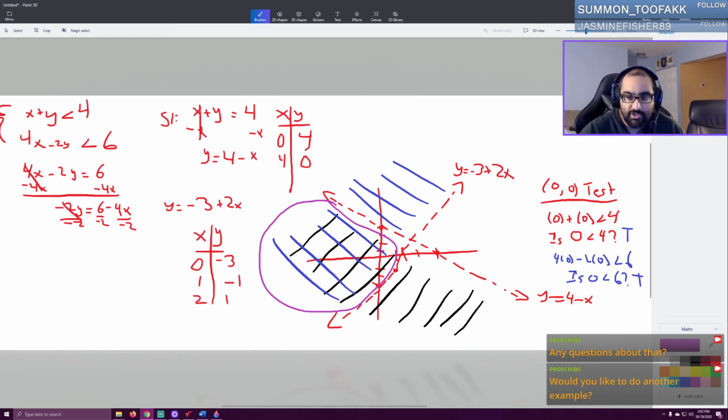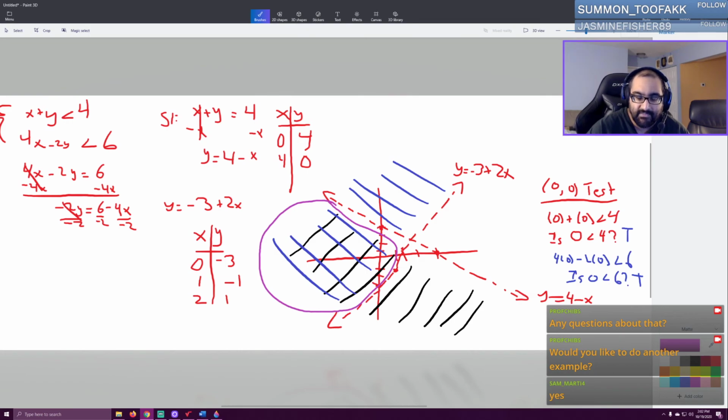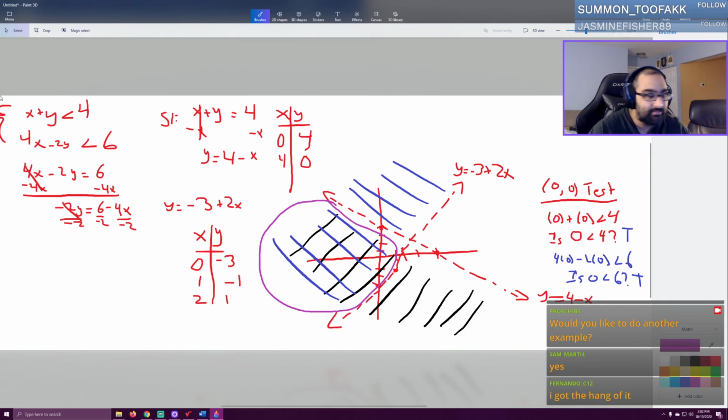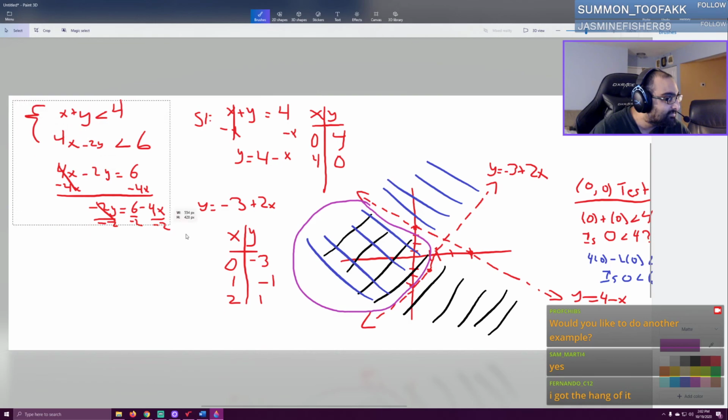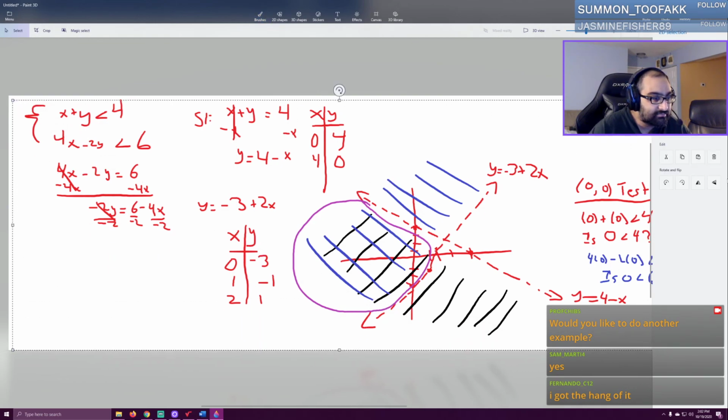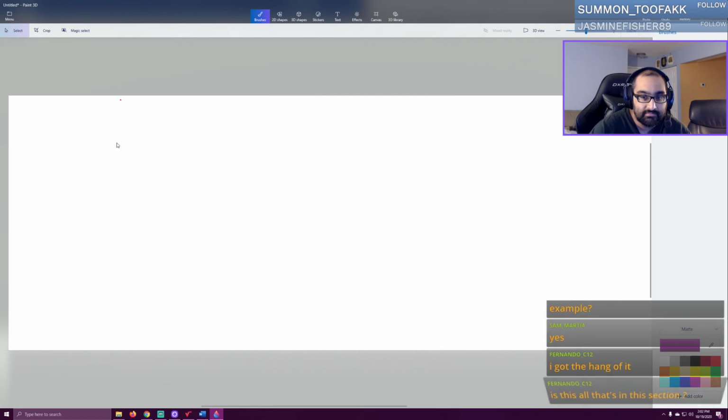Would you like to do another example? Yes? Okay. Let's do another example then. For the most part, with exception to applications. So we do have an application problem to go over as well. So we'll go over that too.